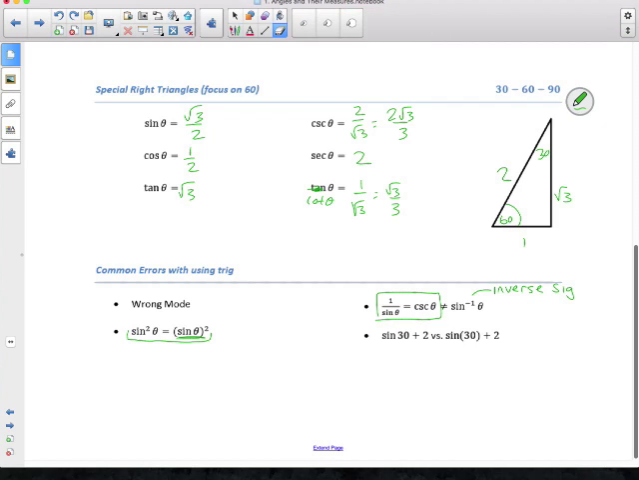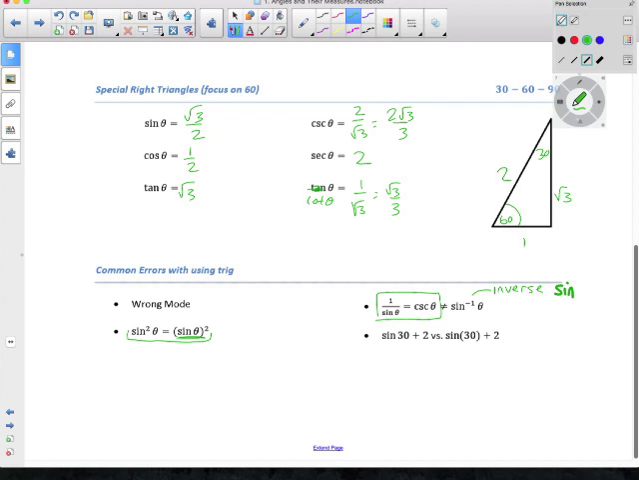Ooh, that's not how you spell sine. Rookie mistake. Makes a fat marker now. That's what I get. Okay?